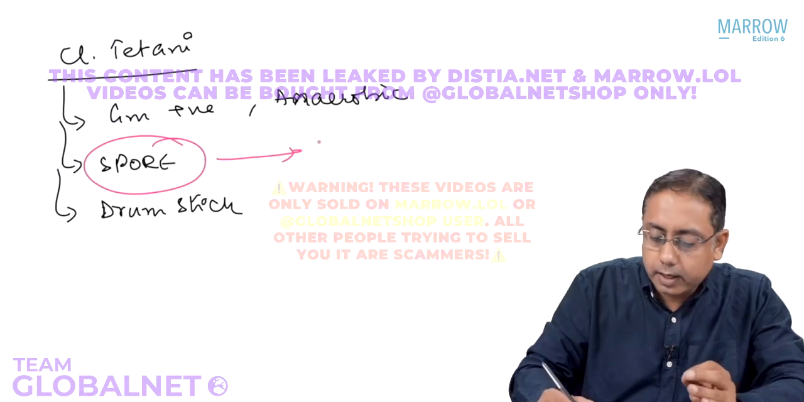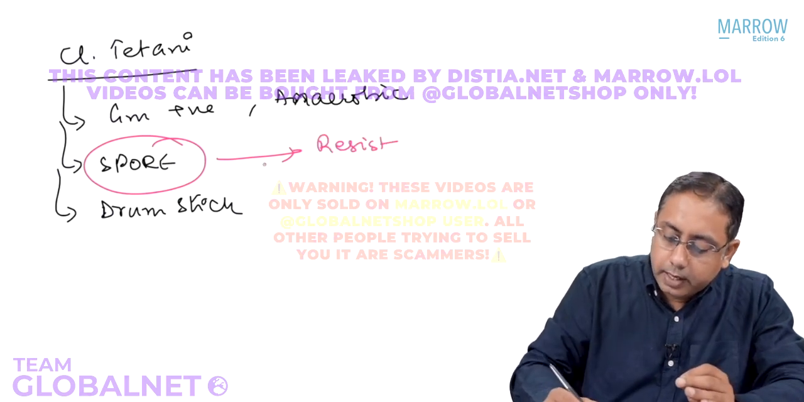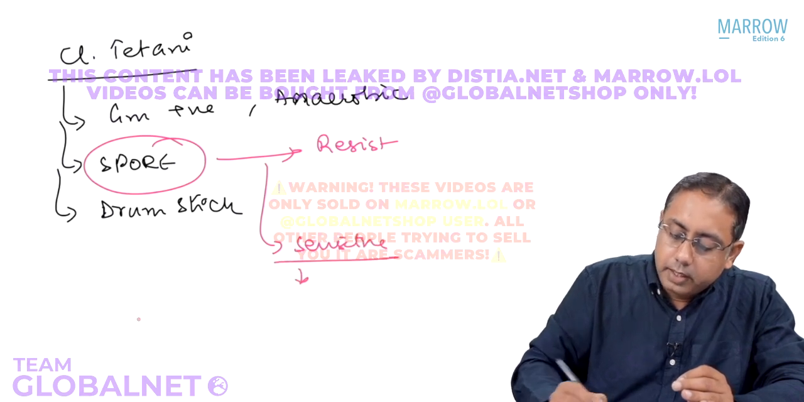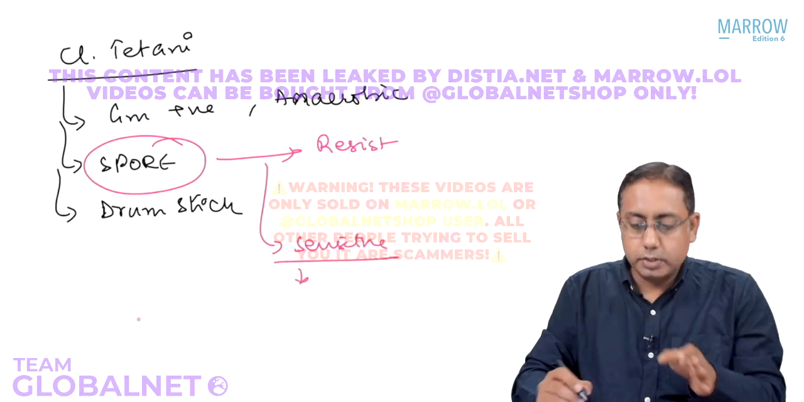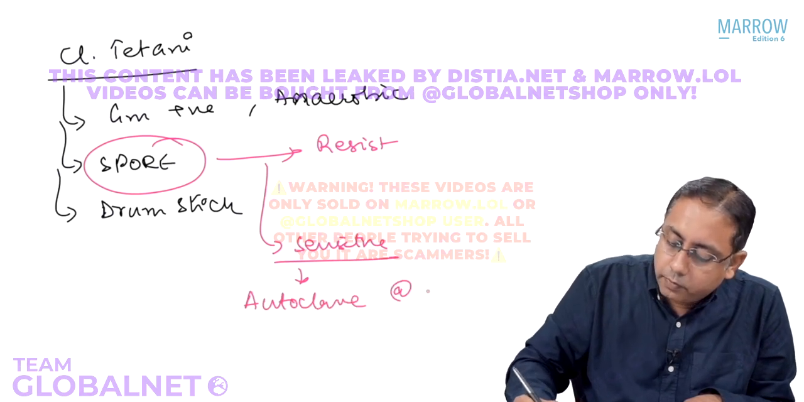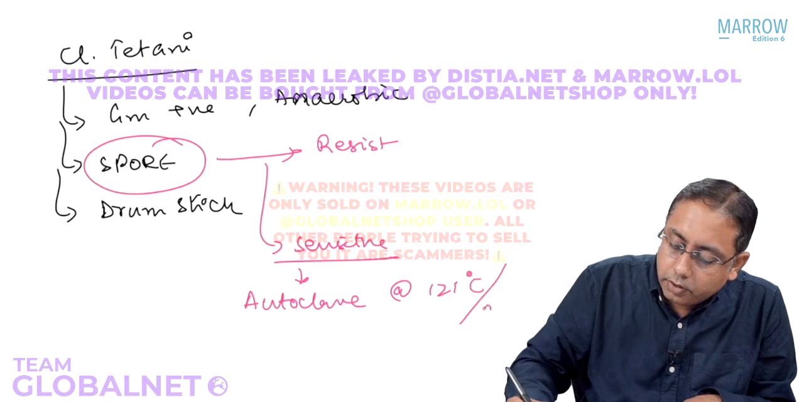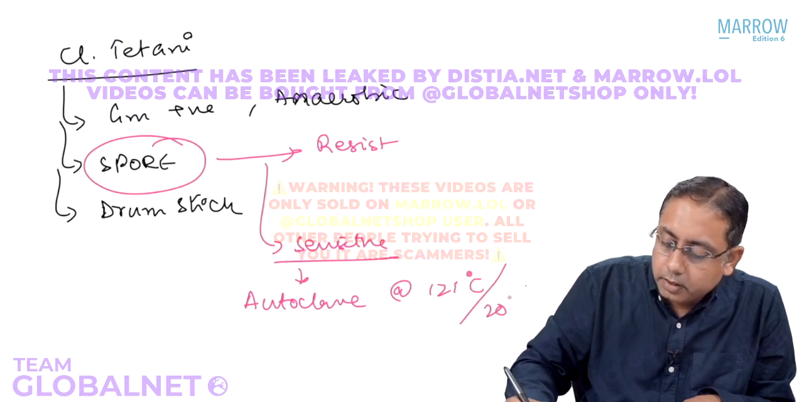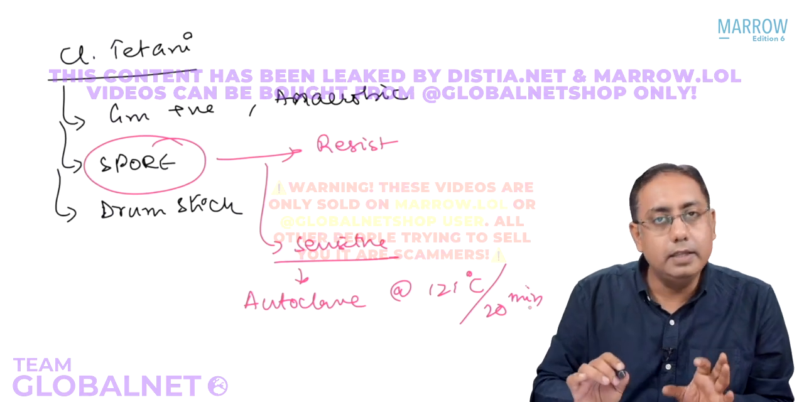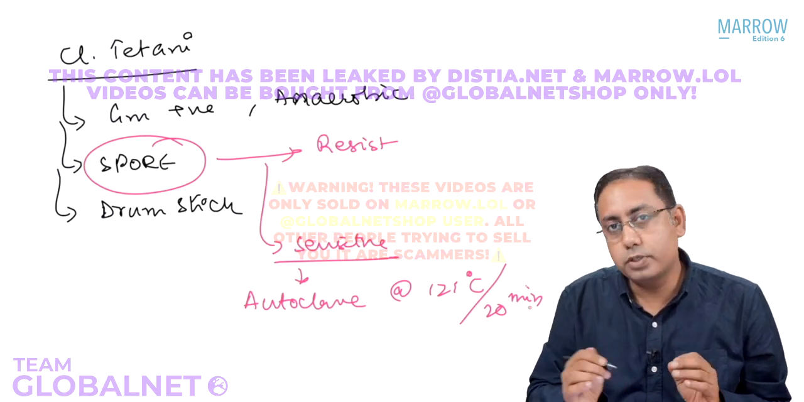Spore-forming. Spores are resistant to something and they are sensitive to something. They are sensitive to heat with steam. So they are sensitive to autoclave at 121 degrees Celsius for 20 minutes. So for 20 minutes, 121 degrees Celsius, that can kill the clostridial spores as well.